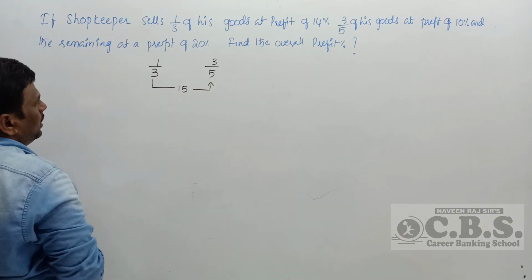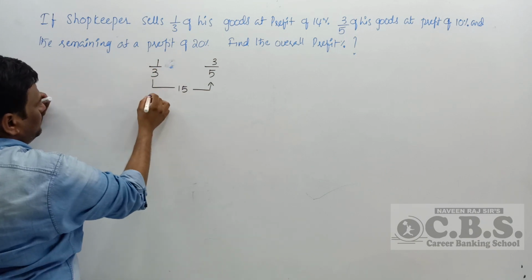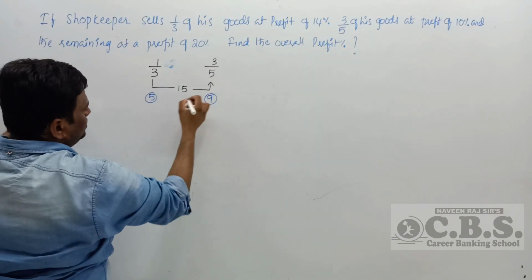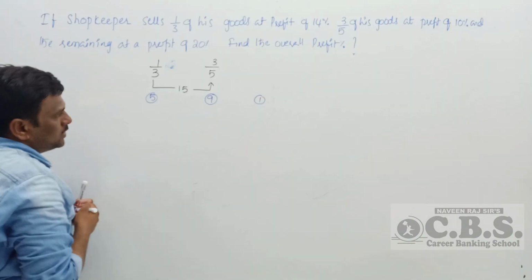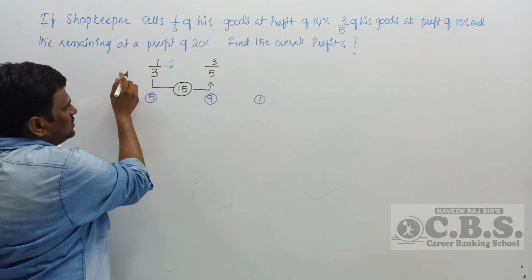So 15 in the table of 3 is 5 times, and in the table of 5 it is 3 times. So 3 3s are how much? 9. Out of 15, 14 completed, how many left? 1 left. So this is the procedure to find an LCM when the denominator is not the same.